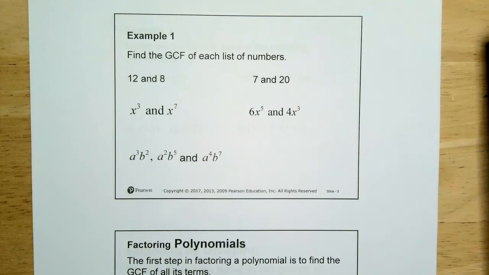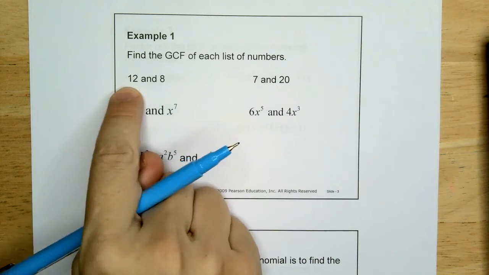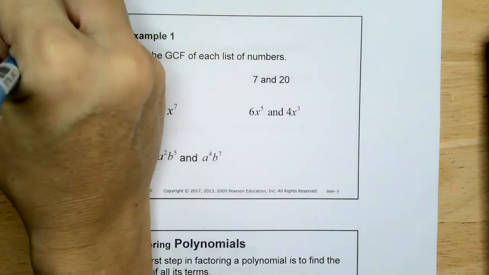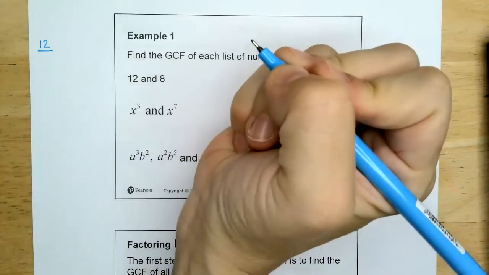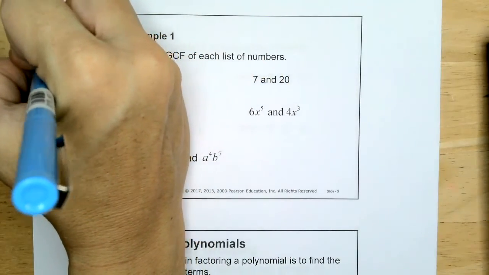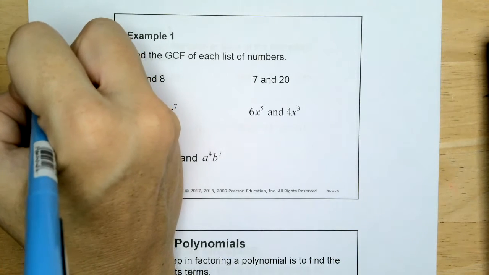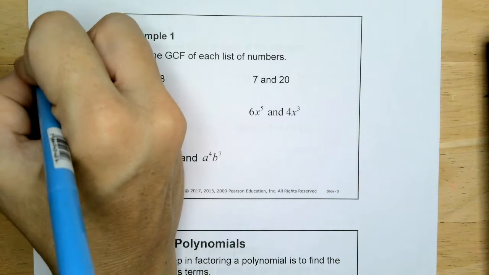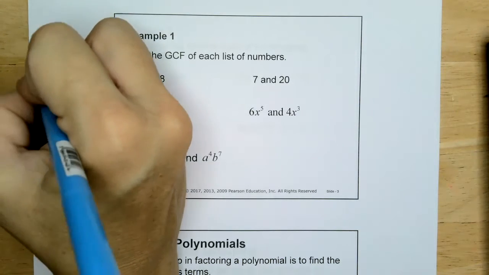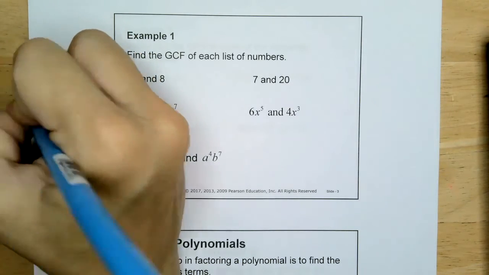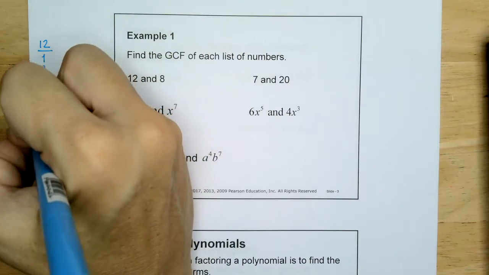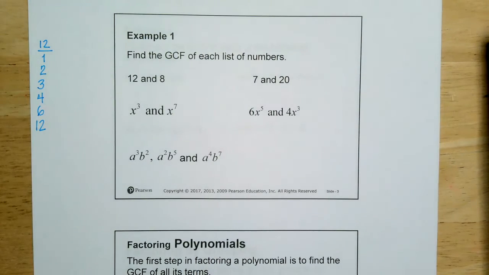Find the greatest common factor of each list of numbers, okay? So, 12 and 8. What are all the factors of 12? I can divide 12 by 1. I can divide 12 by 2, 3. If I divide 12 by 3, I get 4. If I divide 12 by 2, I get 6. And if I divide 12 by 1, I get 12. So those are all my factors of 12.